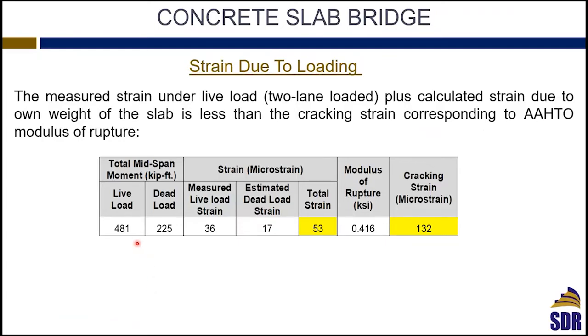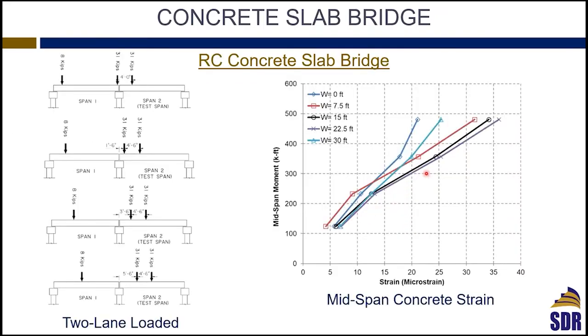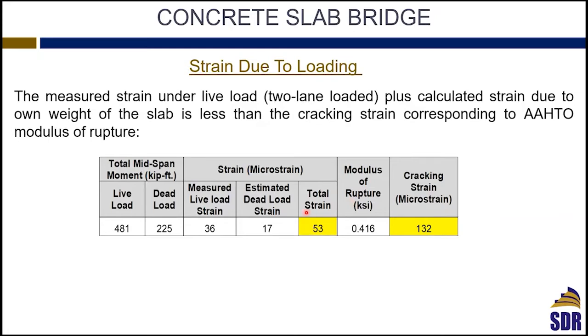You are calculating the maximum live load moment on the span, and the corresponding strain we measured in the field was 36 microstrain. And the total dead load moment of the slab is 225, so the corresponding strain will be 17. So your total dead and live is 53 microstrain. And your cracking strain, based on the modulus of rupture of the ACKNOWLEDGEMENT, is 132. So this means that your total strain under dead and live load is less than the cracking strain, and this confirms why we are seeing a linear relationship between the load and the strain.